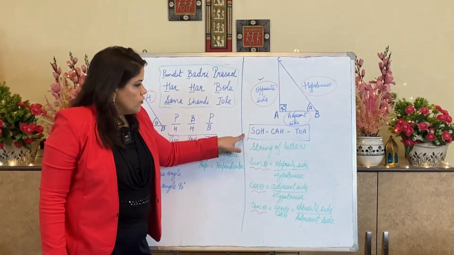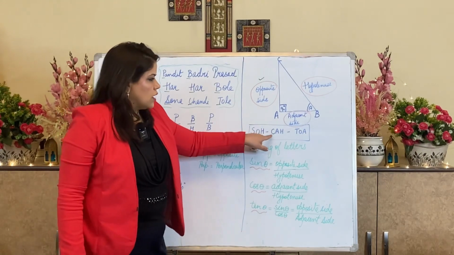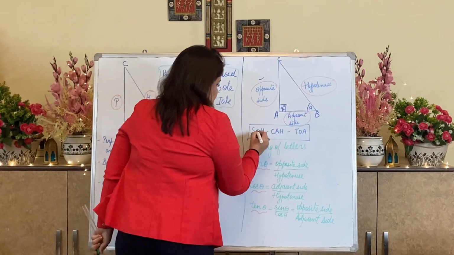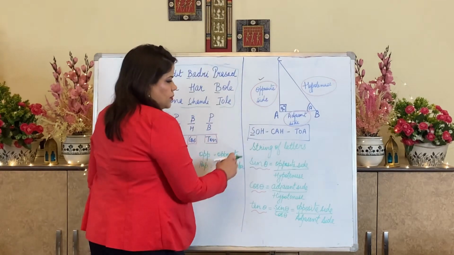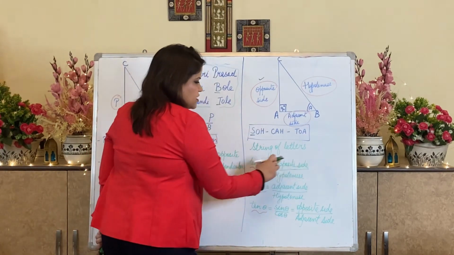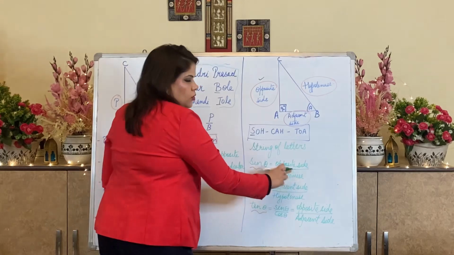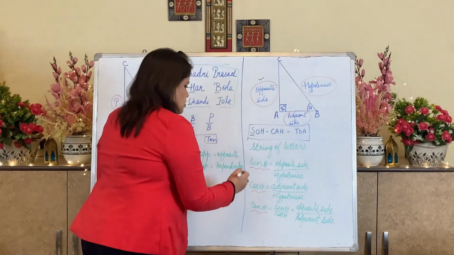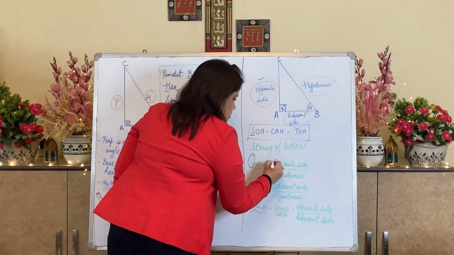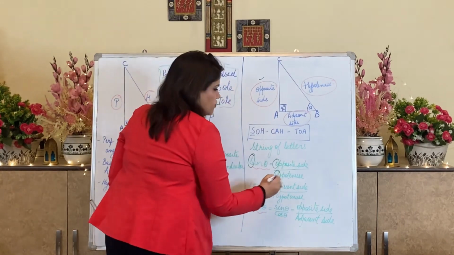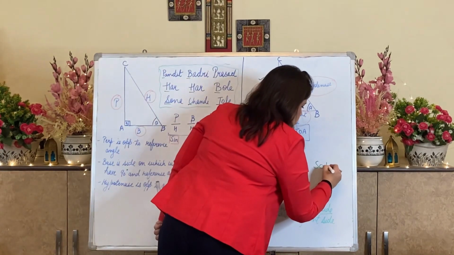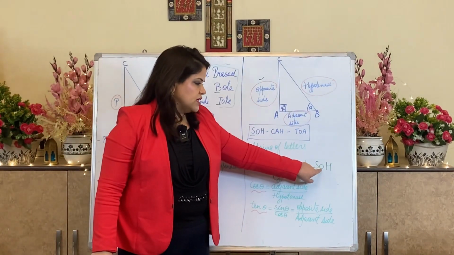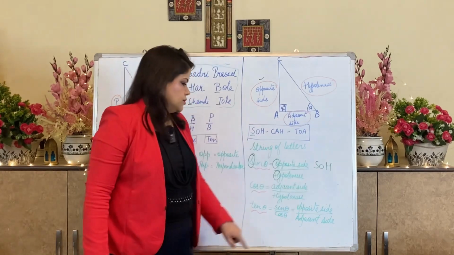Now what is the way of learning this? SOH CAH TOA. Now how to learn this? S is for sine theta, O is for opposite side, H is for hypotenuse. So this way S, O, H. So this initial and this initial will make SOH. Sine is opposite side upon hypotenuse.